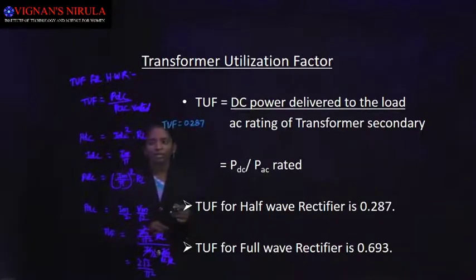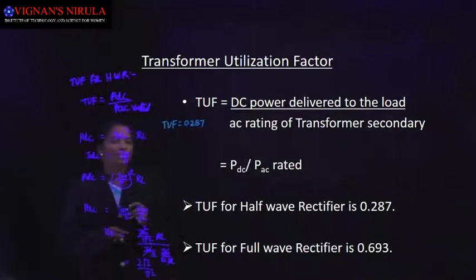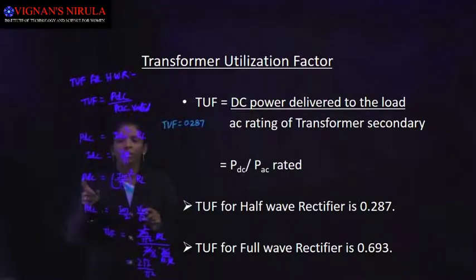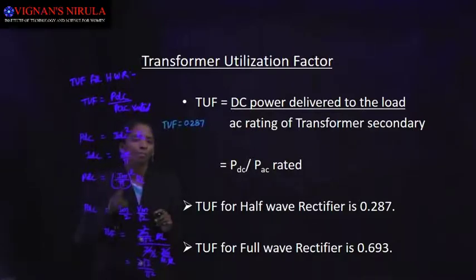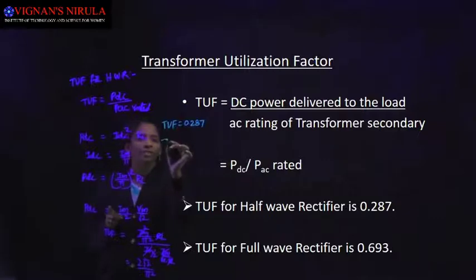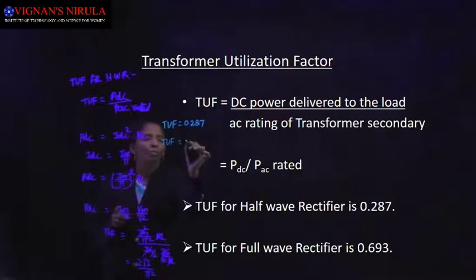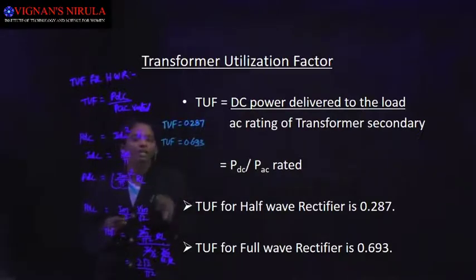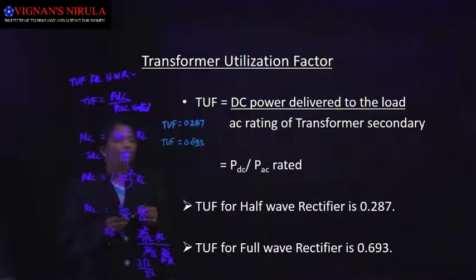To calculate the transformer utilization factor for the full wave rectifier, the value of IDC is 2 Im by pi. The remaining factors are the same. After substituting the values and after simplification, TUF for the full wave rectifier is 0.693. This is the transformer utilization factor for the half wave rectifier, and this is the transformer utilization factor for the full wave rectifier.